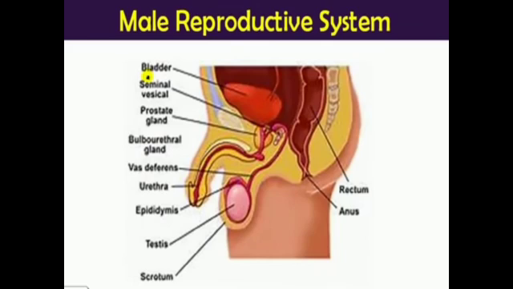The formation of germ cells or sperm takes place in the testes. As you can see here, this is the testis, given in pink color. It helps in the formation of germ cells, and these are located outside the abdominal cavity in the scrotum, because the formation of sperms requires a lower temperature than the normal body temperature. So they are located outside the abdominal cavity. As you can see, this is the scrotum and it is located over here.